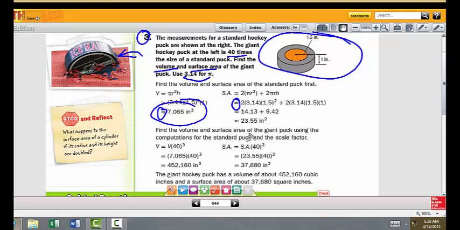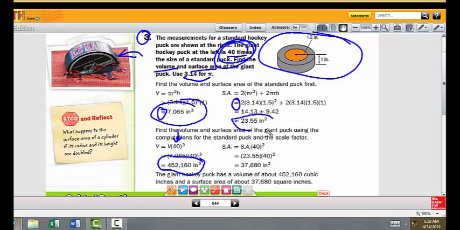Find the volume and surface area then of the giant puck using the computations for the standard puck and the scale factor. So we have a scale factor. Our scale factor is 40 times. So for volume, we're going to take the volume, which is 7.065, and multiply it by the cube of the scale factor of 40, and we get 452,160 cubic inches.